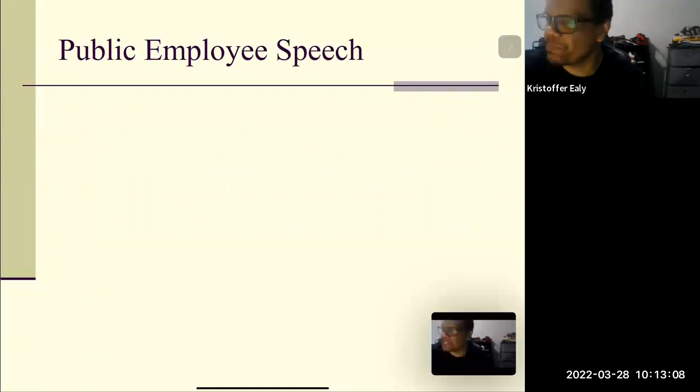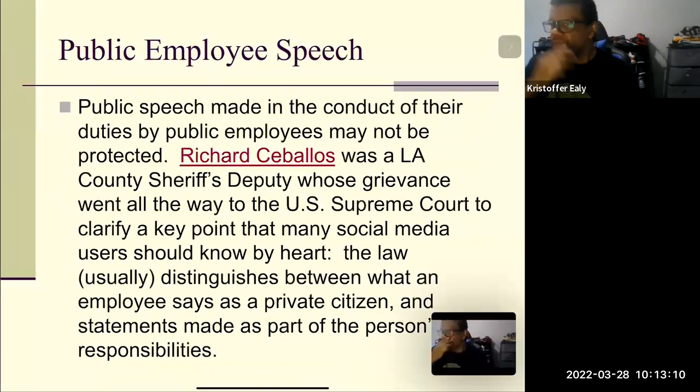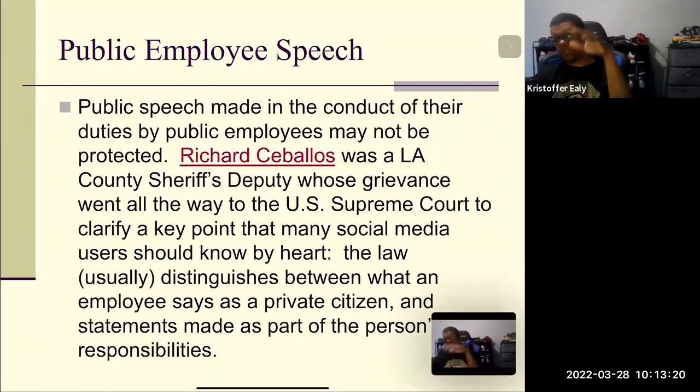Public employee speech. The public speech made in the conduct of their duties by public employees may not be protected. So the short story version of this story, Richard Sabalos, he goes on Twitter, he goes on this racial rant. LAPD picks up on it. He gets fired because of the racial rant that he went on. Again, you got to understand situations.